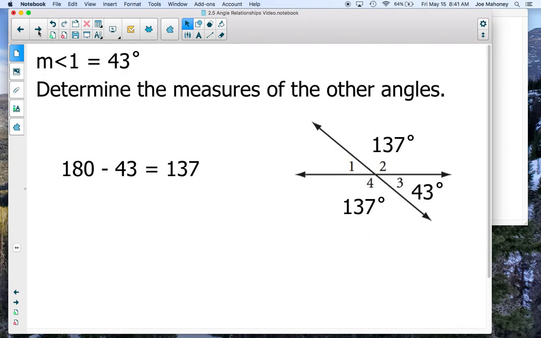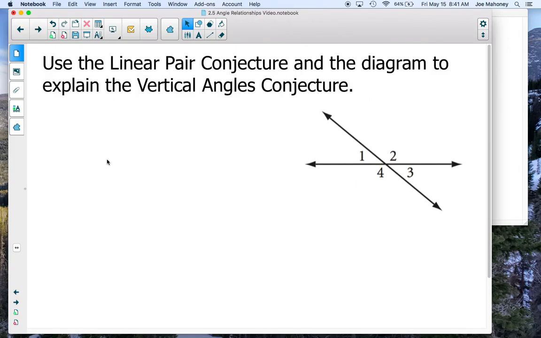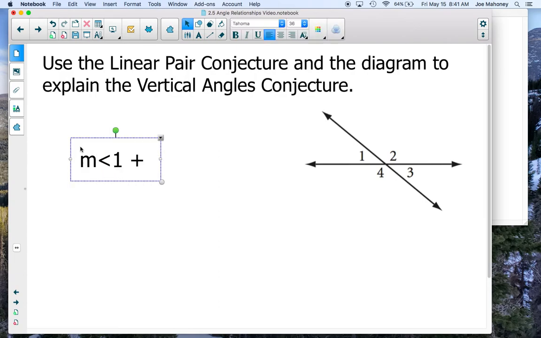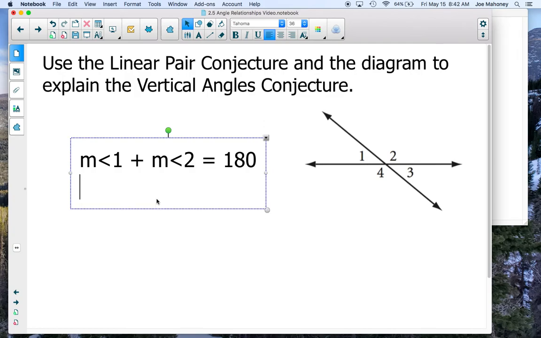And one last thing we want to tackle for today is using the linear pair conjecture. Let's explain why the vertical angle conjecture can be considered to be true. What you might notice about, say, angles 1 and 2 is that the measure of angle 1 plus the measure of angle 2 is equal to 180. Now, if we also take a look at angles 2 and 3, for example, they form a linear pair. So the measure of angle 2 plus the measure of angle 3 is equal to 180 as well.